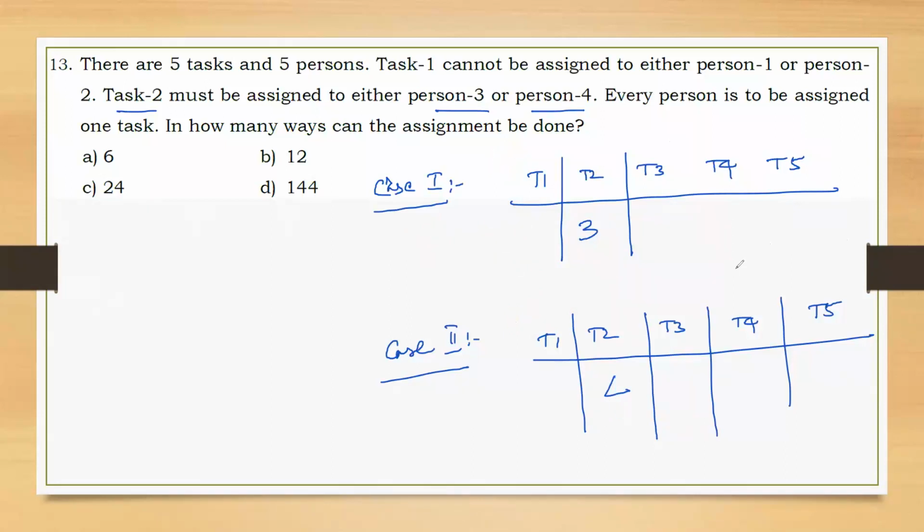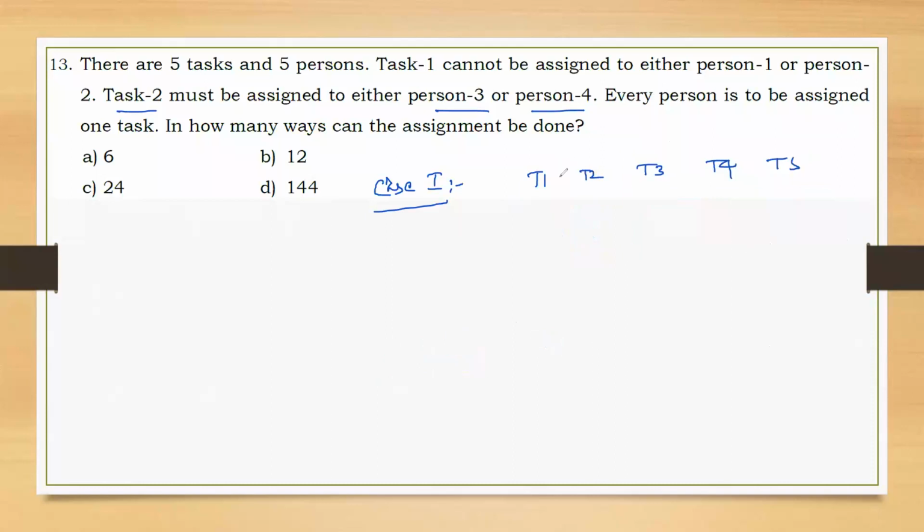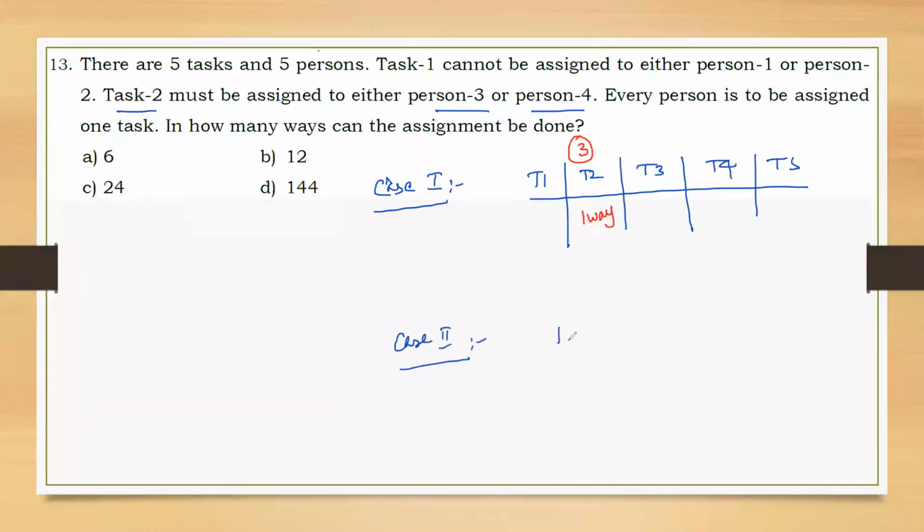Okay, listen carefully. I'm starting from case 1. We have 2 cases. Task 2 must be assigned to either 3 or 4. Suppose I assign it to 3, what will happen? This is the question here. If I assign it to 3, there's only 1 way, since we have only one person 3. Or else, if you assign the task to person 4, how many ways will you get?